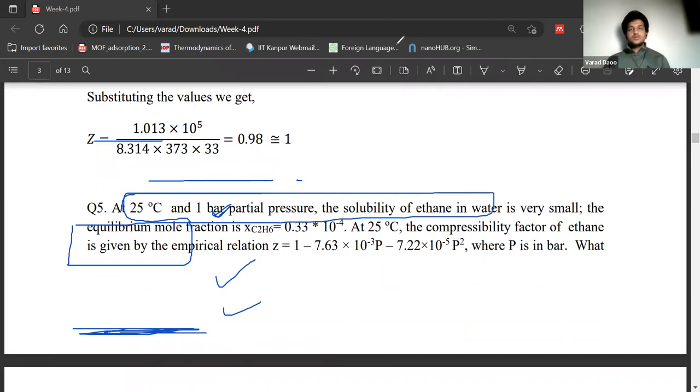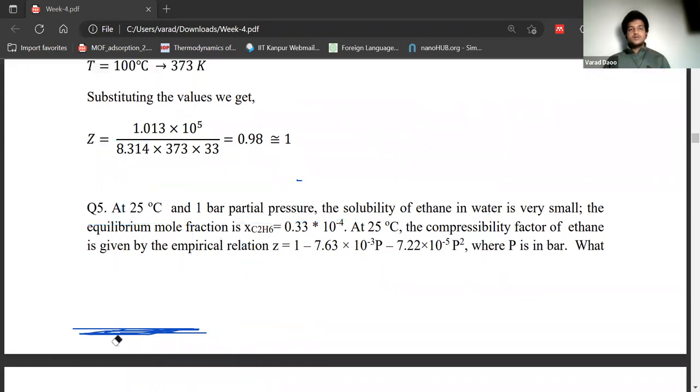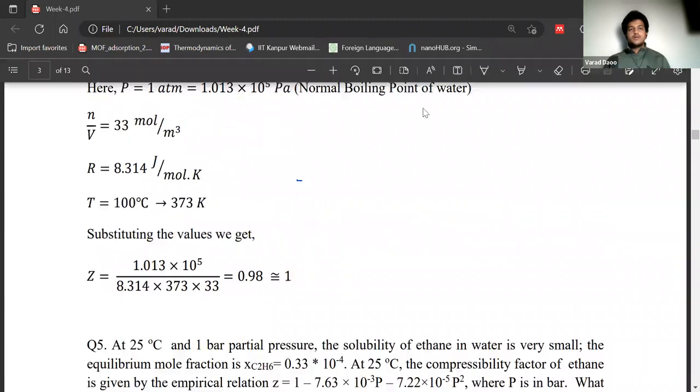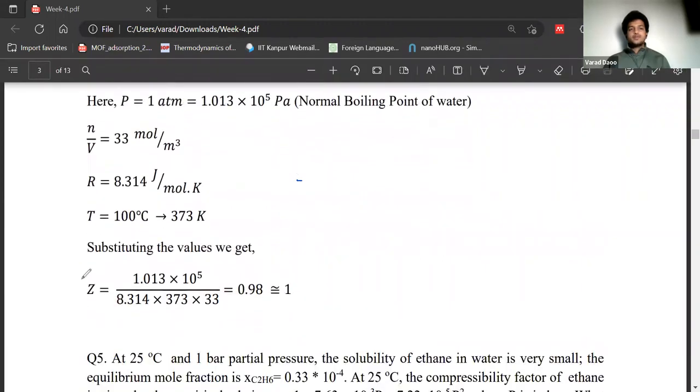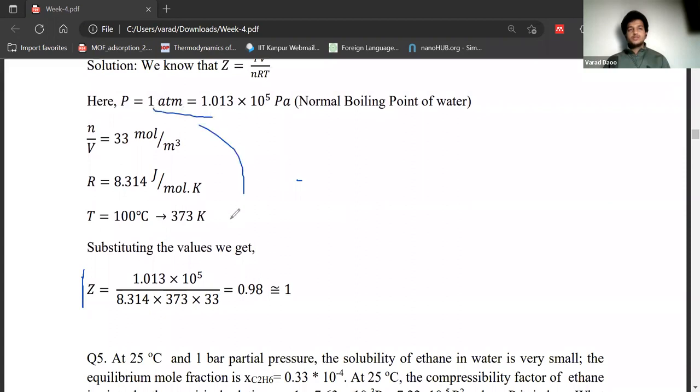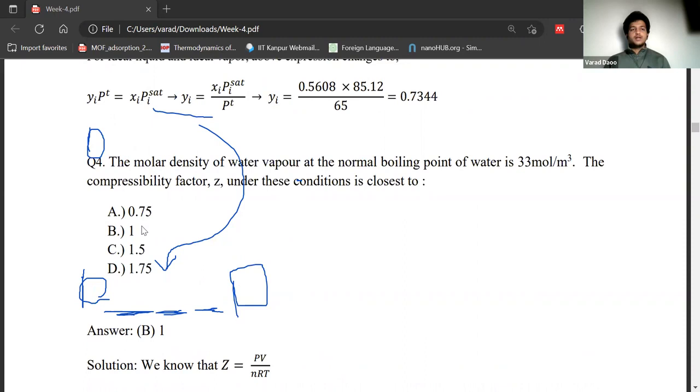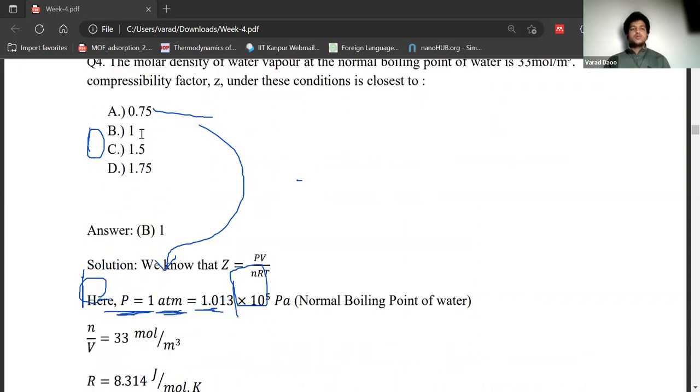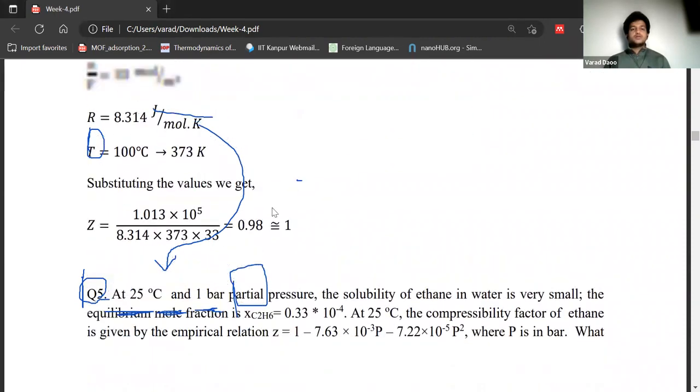Let me first clear the screen. So when you substitute it, you put pressure value as this. P by RT, P by V, N by V, P by rho RT. So this is R, this is the temperature, and this is the rho value. This is nothing but N by V. So you end up with Z as 0.98. So if you look at the options, you don't get 0.98, but it is very close to 1.